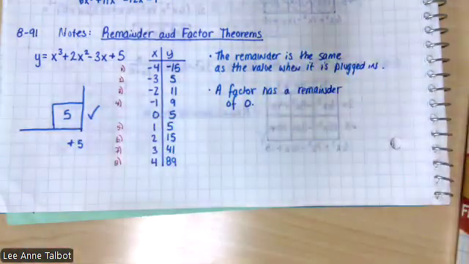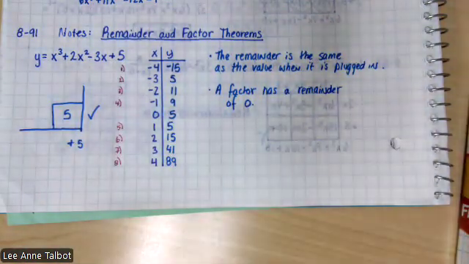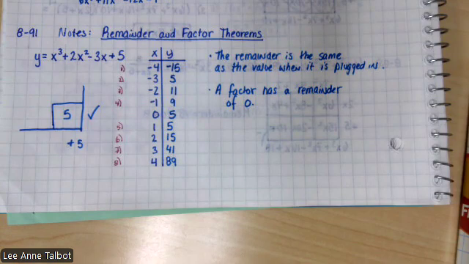But for us, we're going to write: a factor has a remainder of 0. And you guys know that, but it's actually not a theorem, it's a corollary. It's a sub rule to the remainder theorem. It's basically the special case. When you get 0, that means that it's actually a factor and an x-intercept.